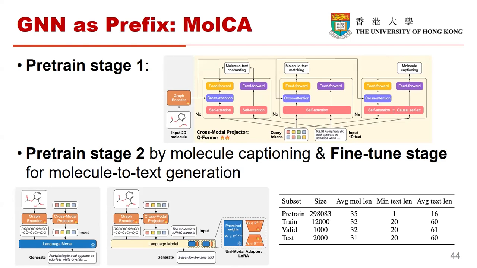It uses the Q-former with learnable query parameters to align the graph structure with the text modality. After pre-training stage one, it obtains the parameters of this Q-former. And the parameters of this Q-former are utilized in the subsequent pre-training stage two and the fine-tuning stage. And the module architecture is here.